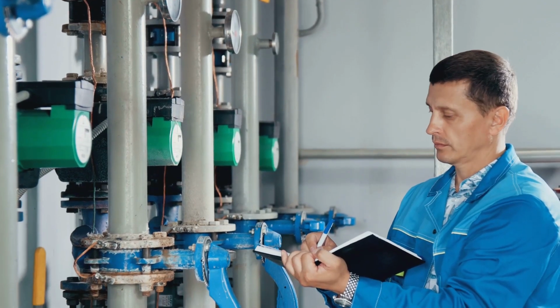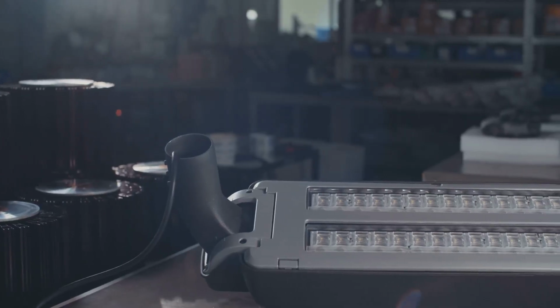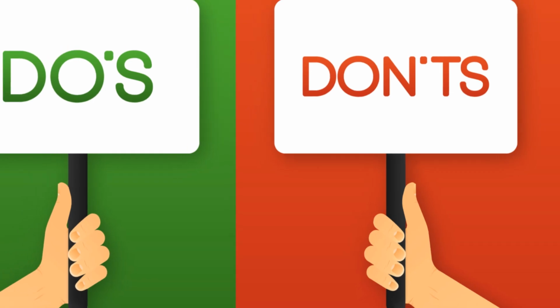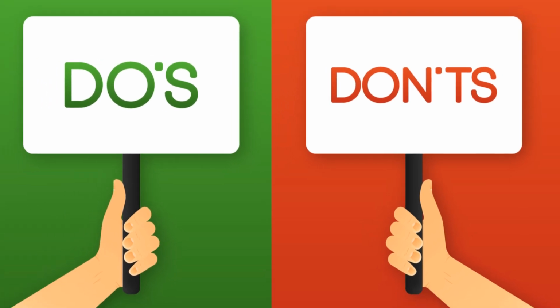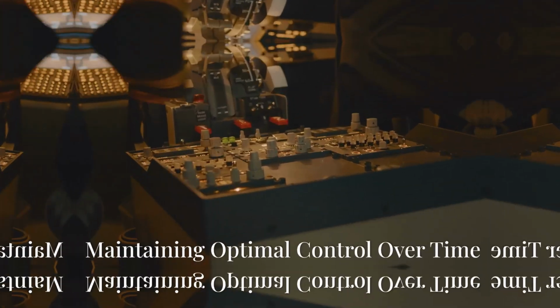Proper documentation is crucial throughout the calibration process. Record the initial PID settings, adjustments made, and the system's response to each adjustment. This documentation can be invaluable for troubleshooting and future optimization. By avoiding these common pitfalls, we can ensure our PID controllers operate effectively and reliably.